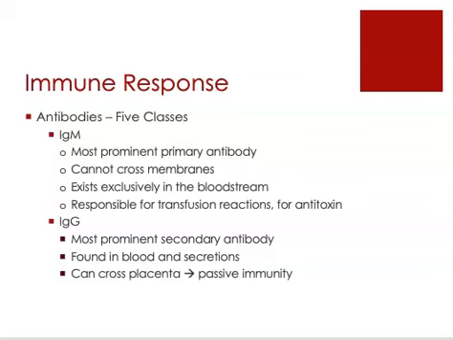So there are a couple things for each type of antibody that I want us to be familiar with. For IgM, you should know that this antibody exists exclusively in the bloodstream, so you're not going to find it in other locations in the body. This is an antibody that cannot cross through the membrane of a cell.